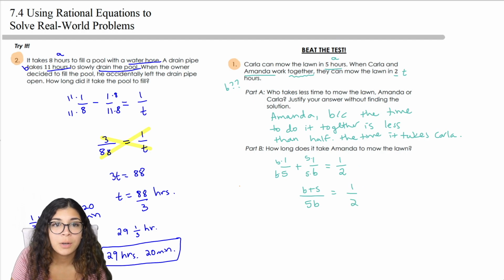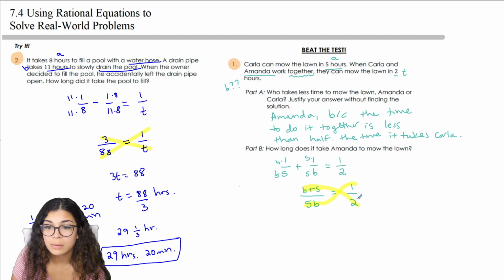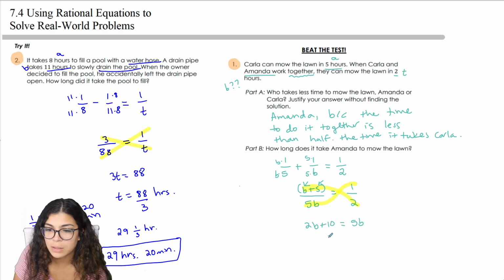Then I'm going to go ahead and cross multiply. 2 times b plus 5 equals 5b times 1. Now remember, there are multiple terms, so you have to multiply 2 to b and to 5. So 2 times b would be 2b, 2 times 5 would be 10. And then 5b times 1 is just 5b. Subtract 2b on both sides, we get 10 equals 3b, and then divide by 3, 10 over 3 equals b.